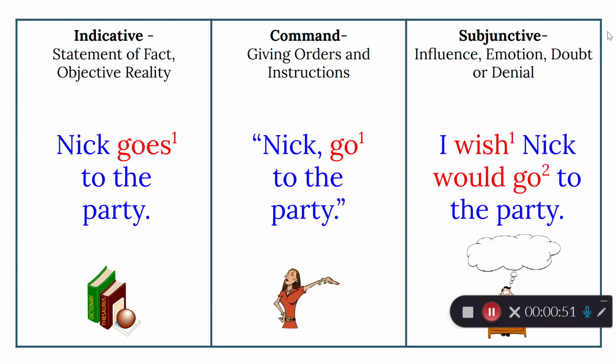So let's look at the indicative form. The indicative is present or past tense, things that are facts or objective reality. Nick goes to the party. Sounds like a fact, it's in the present tense. I could have said Nick went to the party. These are verifiable objective facts. The command form: Nick, go to the party.